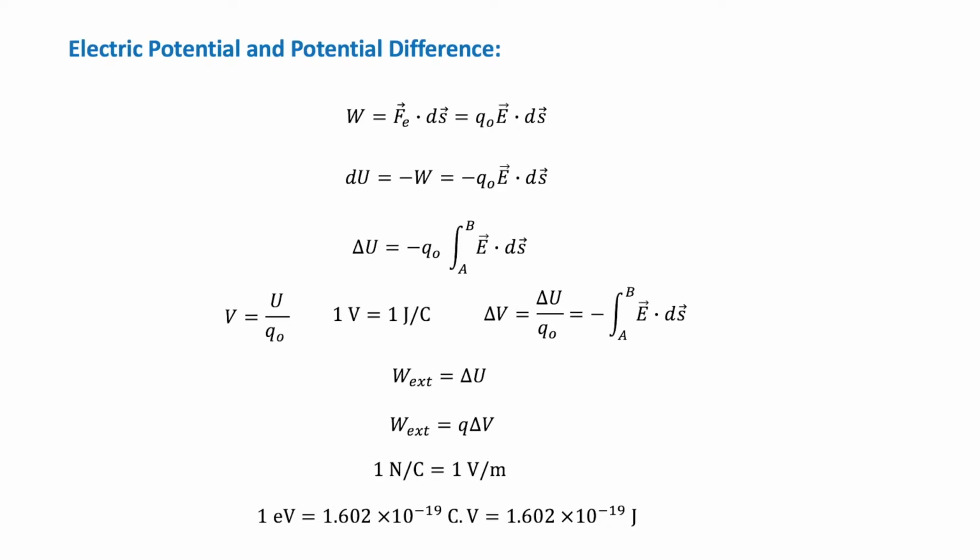Since also the potential difference is equal to the electric field times distance, it follows that 1 volt is equal to 1 Newton per coulomb times meter, right? And so another SI unit of the electric field, besides Newton per coulomb, is also 1 volt per meter. So this shows that the electric field represents the rate of change of the electric potential with respect to position.